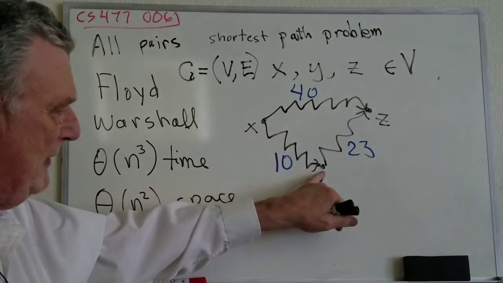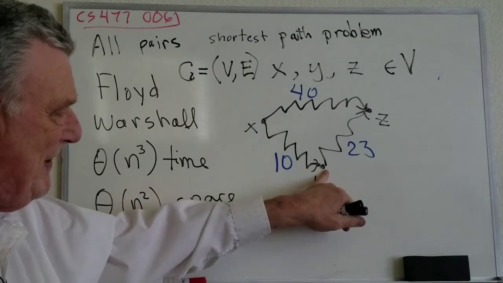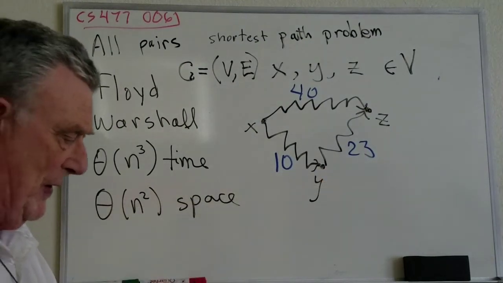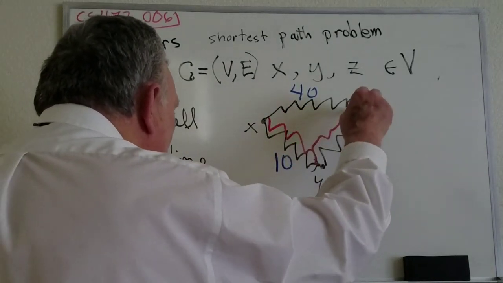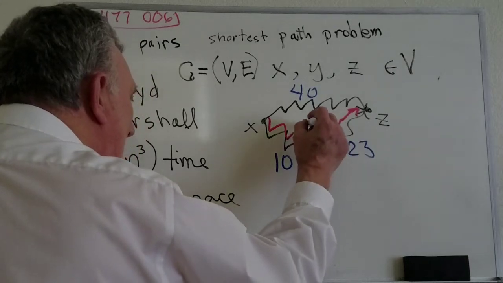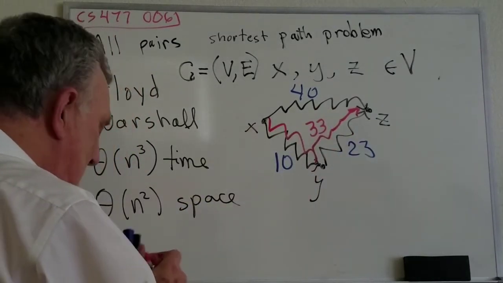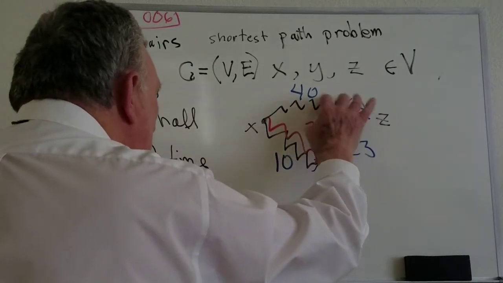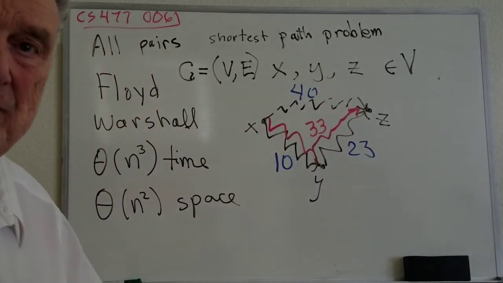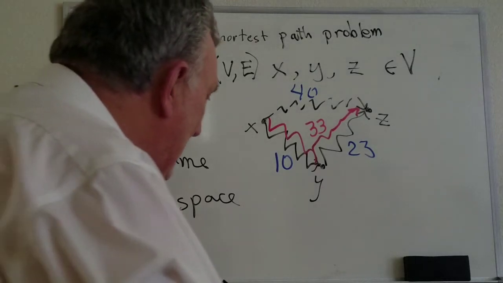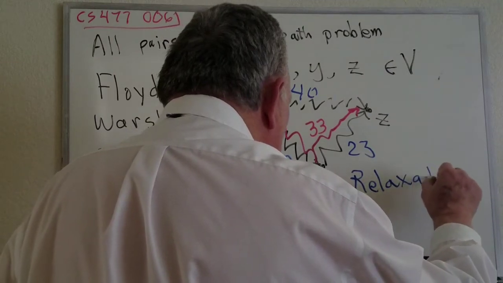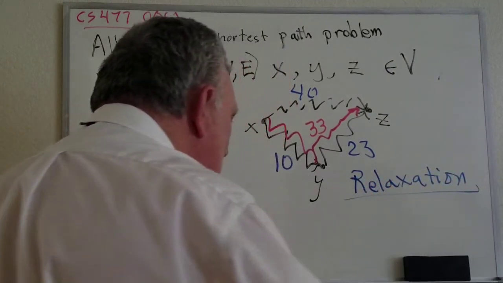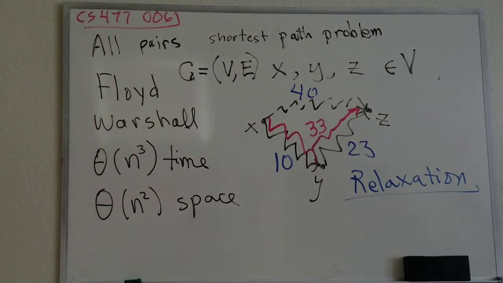Now, when we look at these two paths, we can see that I could combine them to form a path from x to z, because I could simply follow this path concatenated with that path, and that would give me a cheaper path from x to z, which means that this one here would no longer be the best one. And that process is called relaxation. That is the main subroutine that is used in most of these shortest path problems.